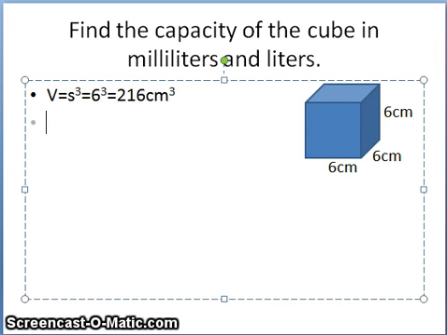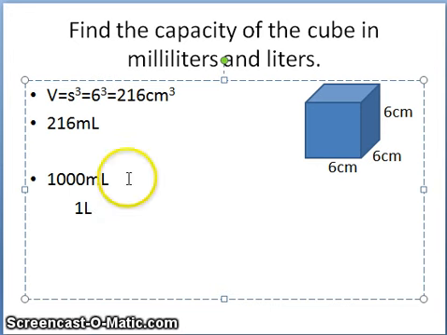And then I say, okay, now I want to change that to milliliters and liters. So remember, centimeters cubed and milliliters are the same thing. So this is still 216 milliliters. And then to change to liters, I'm going to say, okay, there are 1,000 milliliters in 1 liter. So I'm going to set myself up a proportion here. And I'm going to say, okay, equals 1,000 milliliters. I know that I have 216 milliliters, and I don't know how many liters that would be.